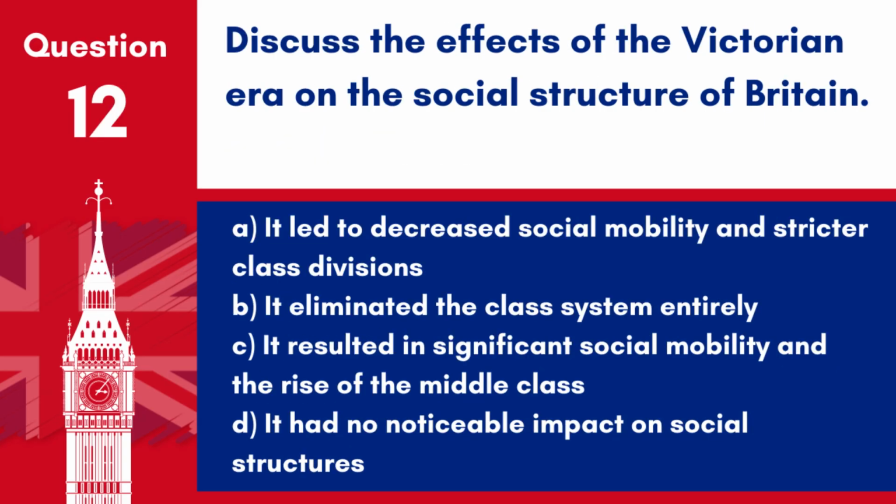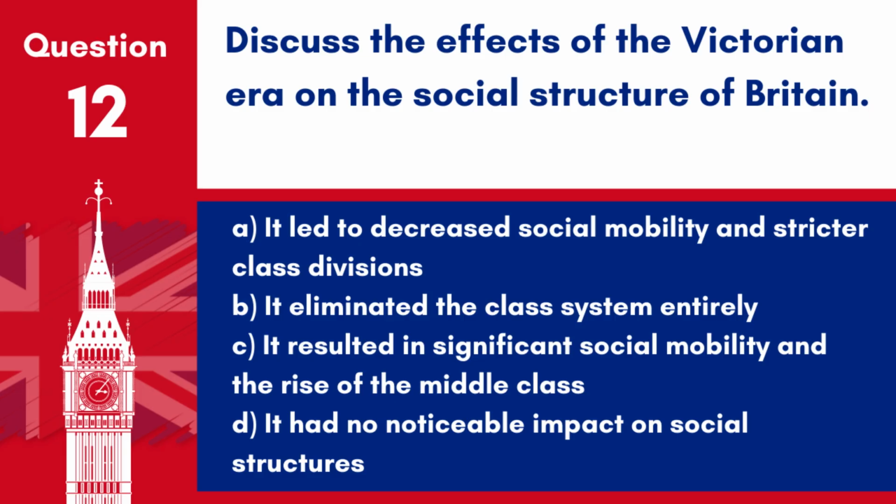Question 12. Discuss the effects of the Victorian era on the social structure of Britain. A. It led to decreased social mobility and stricter class divisions. B. It eliminated the class system entirely. C. It resulted in significant social mobility and the rise of the middle class. D. It had no noticeable impact on social structures.